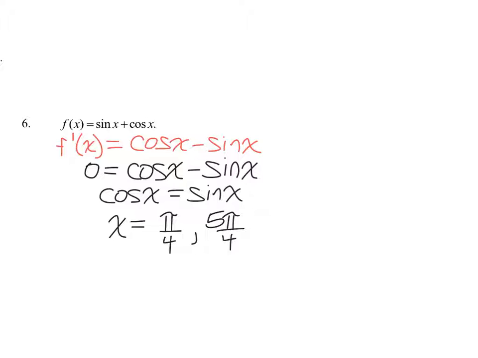Now they're separated by pi units. So I know that my critical values would be pi over 4 plus pi k, where k belongs to the set of integers.